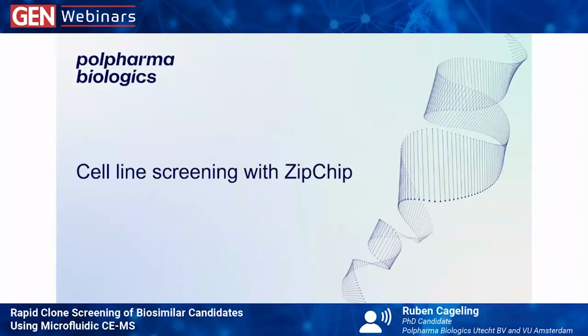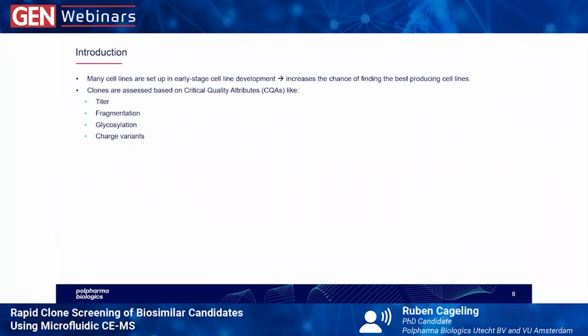So where does the ZipChip come in for the cell line screen? Well, many cell lines are set up in early stage cell line development. And when you set up many cell lines, the more you set up, the bigger the chances of finding the best producing cell lines, which you can use for later stages. When you set up these cell lines, you all need to screen them based on their critical quality attributes.